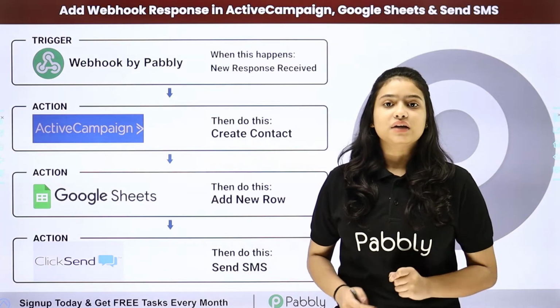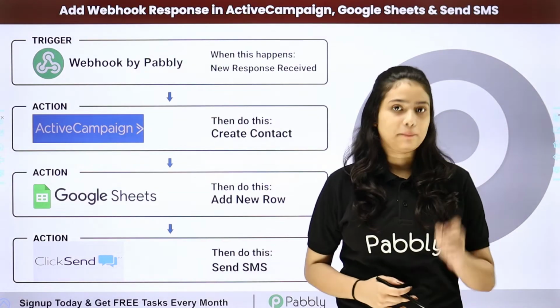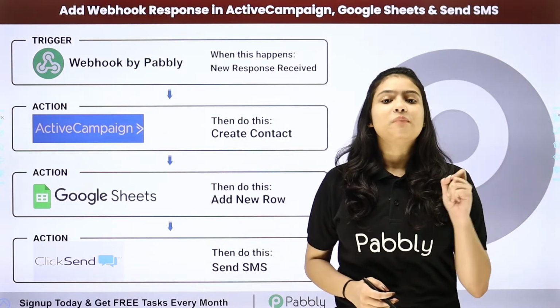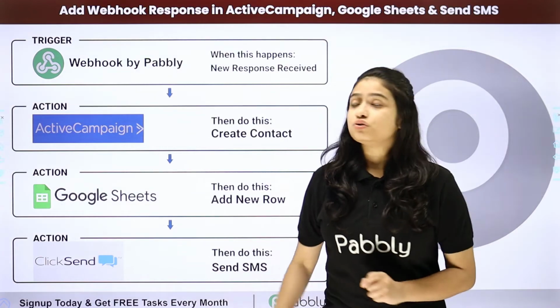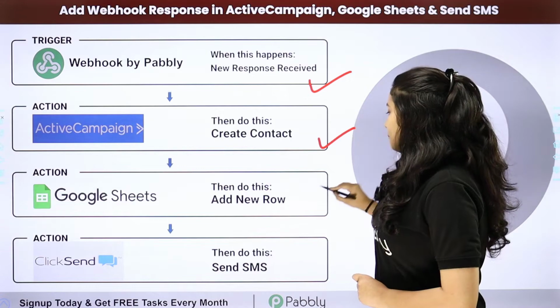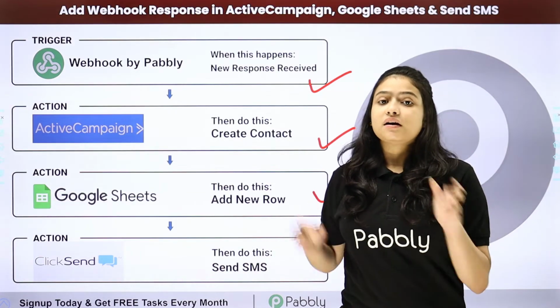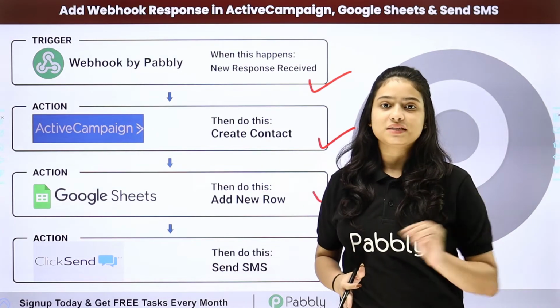So how we are going to do that? In order to automate this entire process, we will have to integrate all these applications, and that we are going to do by Pabbly Connect. Now what we are going to do, we have Webhook by Pabbly in our trigger, we have ActiveCampaign, Google Sheet and click send in our actions. So we are going to build a connection between all these applications by using Pabbly Connect.